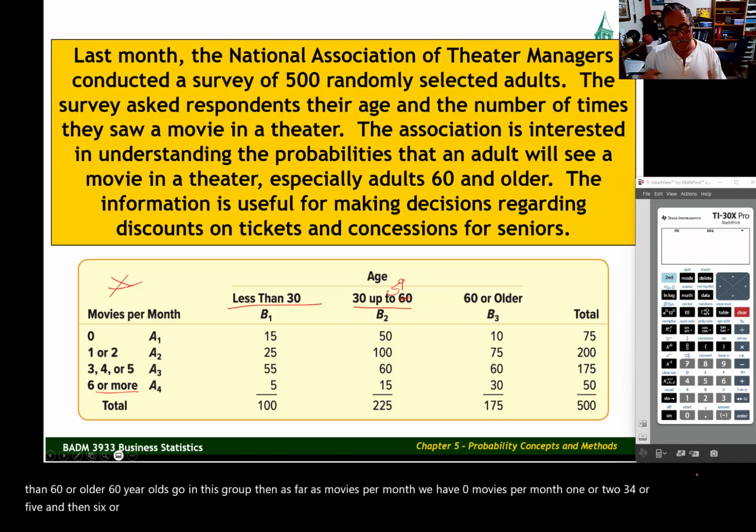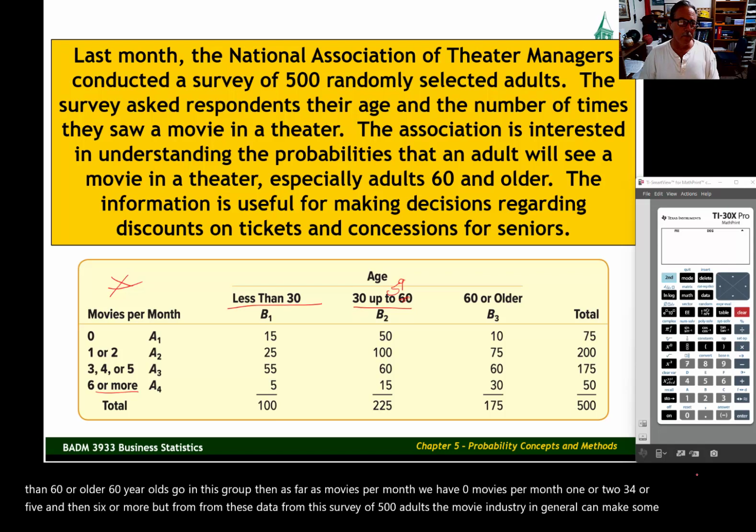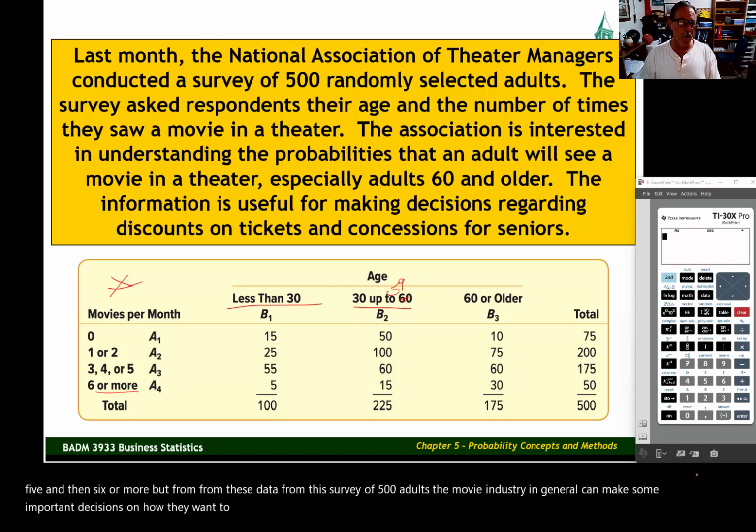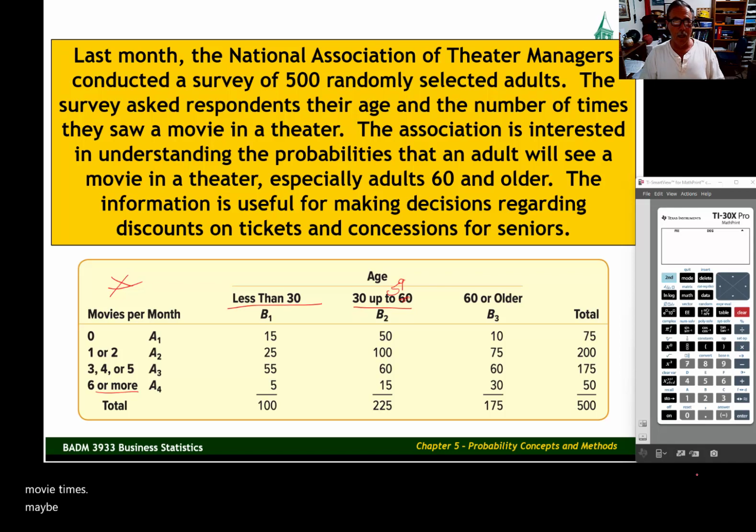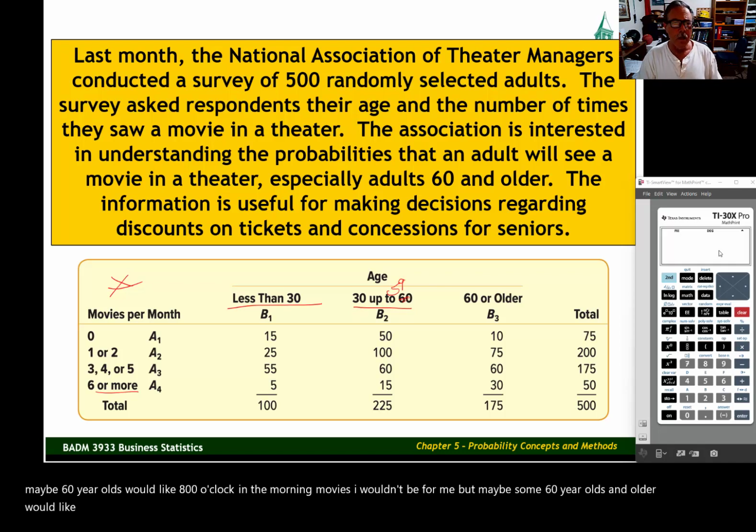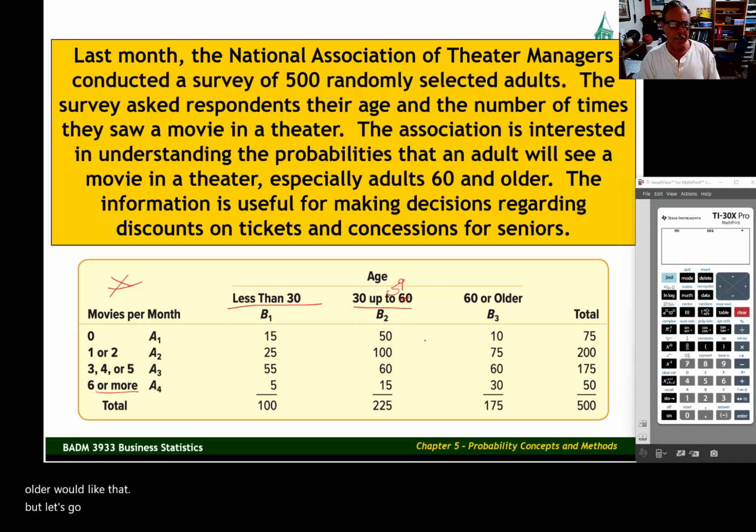But from these data, from this survey of 500 adults, the movie industry in general can make some important decisions on how they want to proceed with their marketing. Maybe they can attract 60-year-olds with different movie times. Maybe 60-year-olds would like 8 o'clock in the morning movies. Wouldn't be for me, but maybe some 60-year-olds and older would like that. But let's go ahead and look at some specific examples.